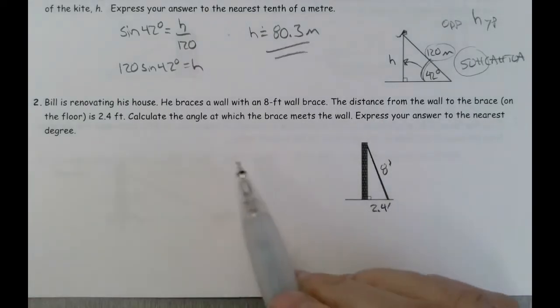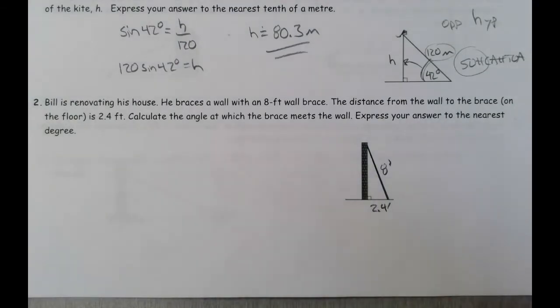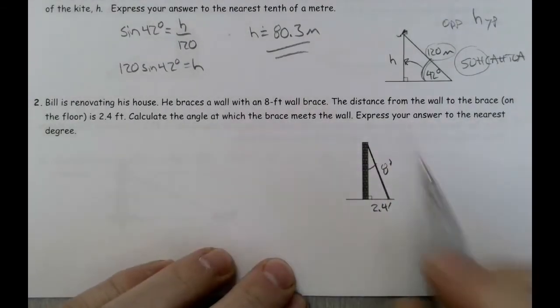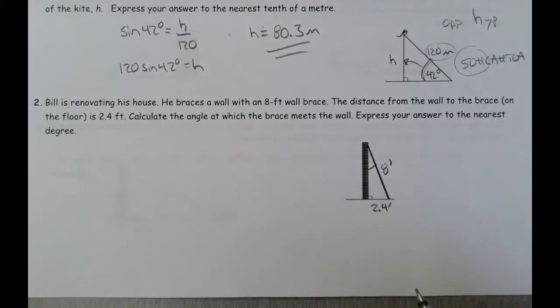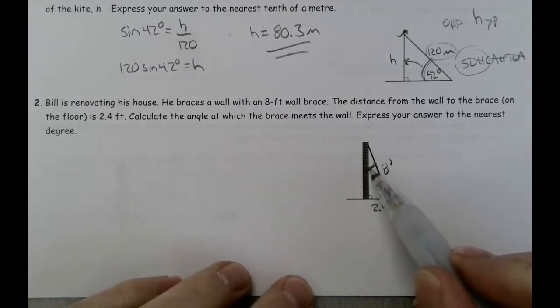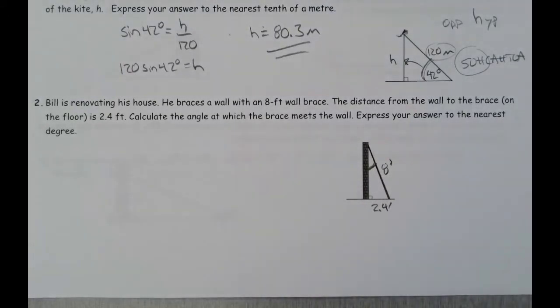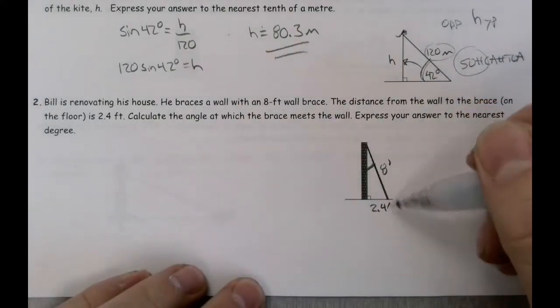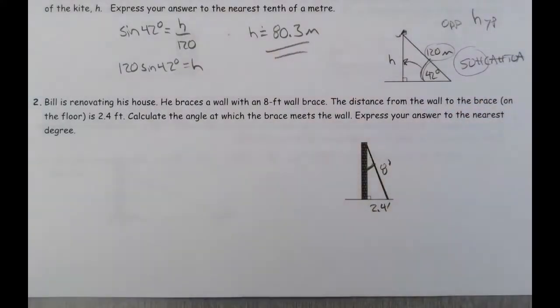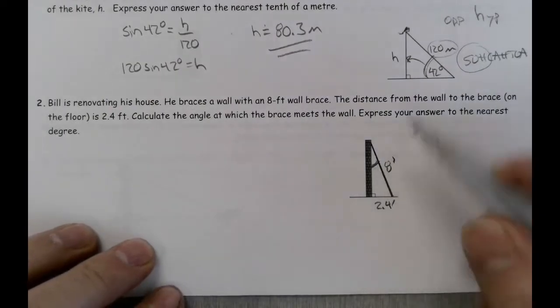Calculate the angle at which the brace meets the wall. Okay, that angle right there, and express your answer to the nearest degree. So this is the angle that we're looking for. Now notice in this case that it is the angle between this line here and the vertical. So that's not an angle of depression or an angle of elevation, just to be clear. But we're free to ask you for that. This is the reference angle, though.